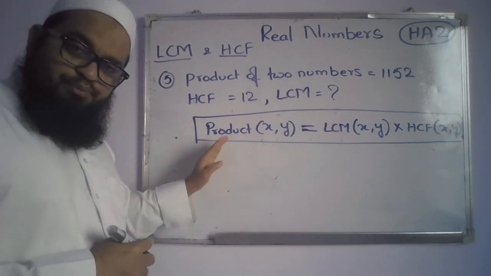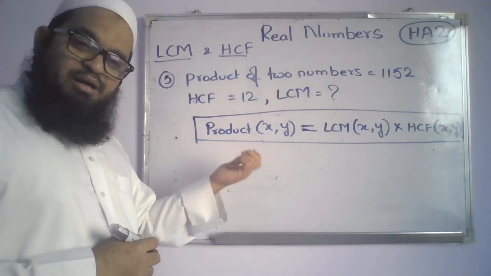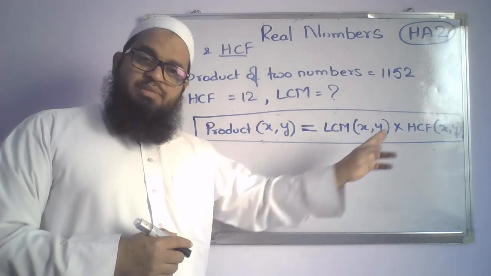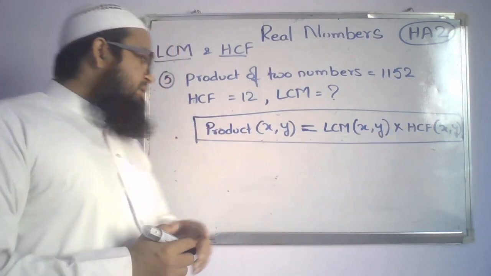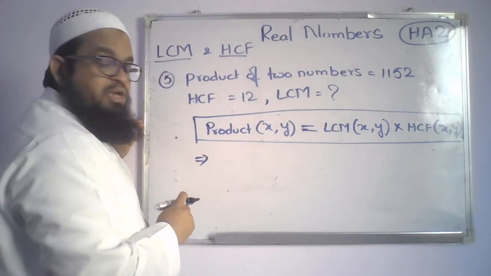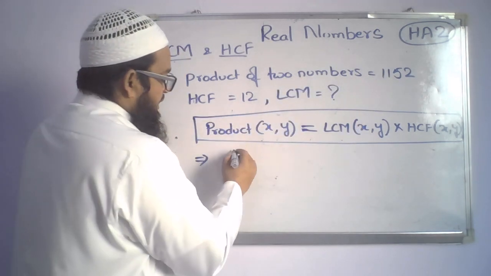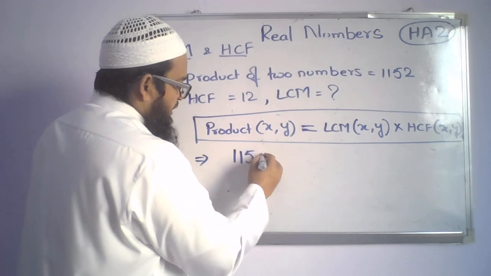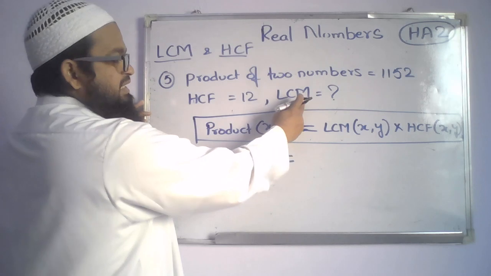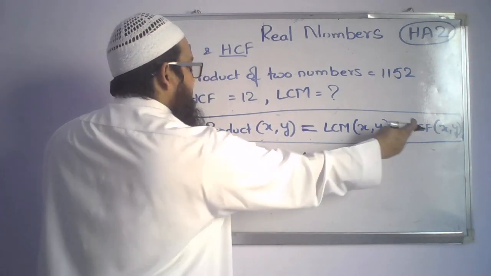So everybody understood? The product of any two numbers given, that is, the answer after multiplying the two numbers, is equal to the LCM of those two numbers times the HCF of those two numbers. Now what is the product of two numbers? Let us substitute the values which are given. The product of two numbers is 1152. So underneath product you write 1152. After that you have is equal to, and what is the LCM? Sir, we don't know. Okay, fine. Multiplied by what is the HCF?